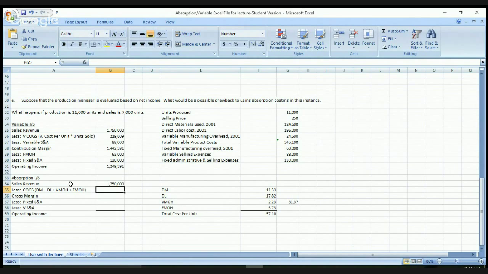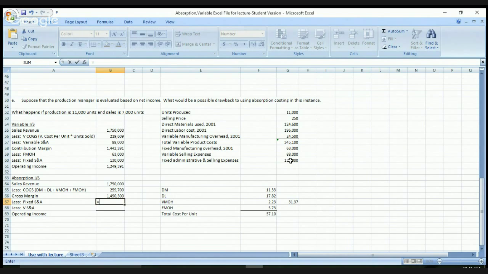Now, on absorption costing, we take the 1.75 million. This time, we're going to take it by the rate of $37.10. So I'm going to take the 37 times the 7,000 units. I get 259,700. The gross margin is the difference between the two. And so that becomes 1,490,300.